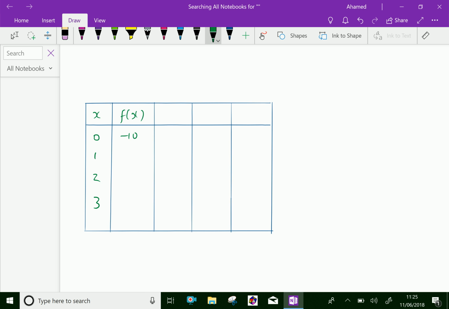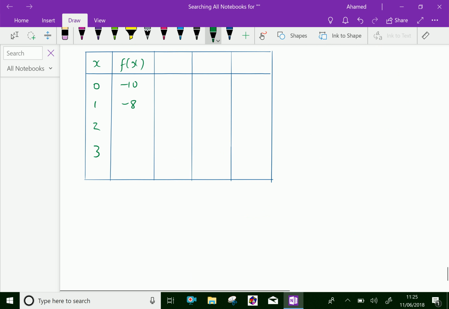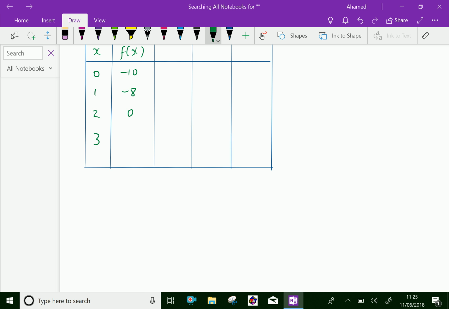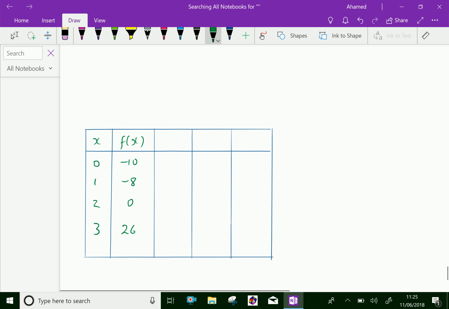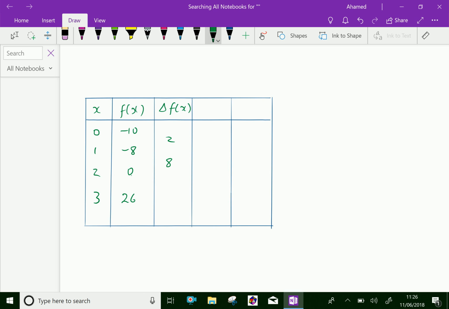Now, putting x equal to 1, the polynomial becomes, that is f of x is minus 8. If x equal to 2, if you put, we'll get 0. And if you put x equal to 3, we'll get 26. Now, let us do the first difference, that is delta f of x: minus 8 minus of minus 10 is 2, 0 minus of minus 8 is 8, and 26 minus 0 is 26. Then second difference, delta square f of x: 8 minus 2 is 6, 26 minus 8 is 18. Now third difference, delta cube f of x: 18 minus 6 is 12.